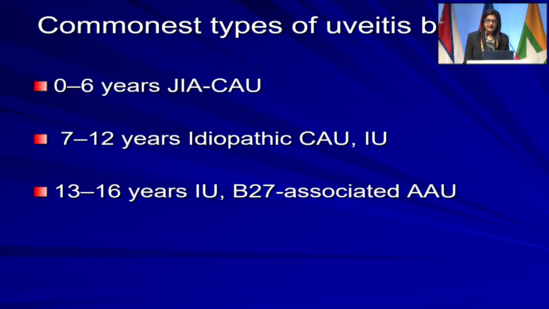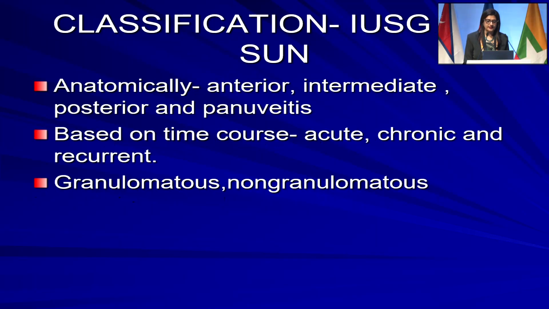The commonest types of uveitis by age: in the early years, it is the JIA chronic anterior uveitis. In the later years, it is idiopathic chronic anterior uveitis and intermediate uveitis. And in an older age group, it is usually a B27-associated acute anterior uveitis. We follow the same classification for pediatric uveitis that we do for adults.